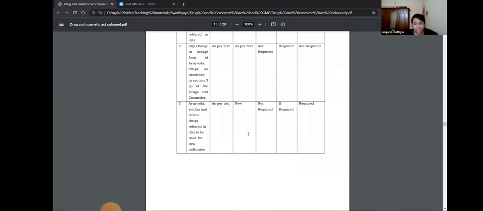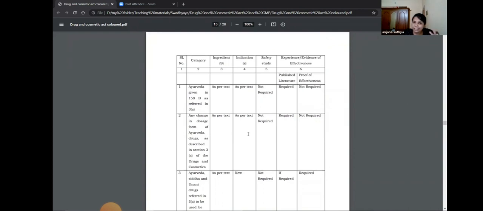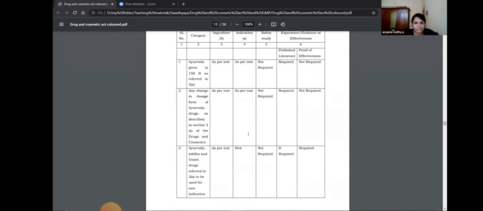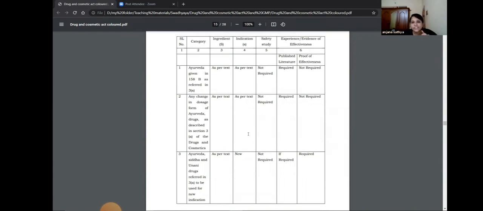But if the Ayurveda, Siddha, Unani medicine is prepared but indicated for a new disease, the ingredients are as per the text but the indication is new. So a safety study is not required since the ingredients are as per the text. But published literature as well as proof of effectiveness is required because it has been indicated for a new indication, a new disease. So proof of effectiveness in that particular disease has to be produced in front of the licensing authority.